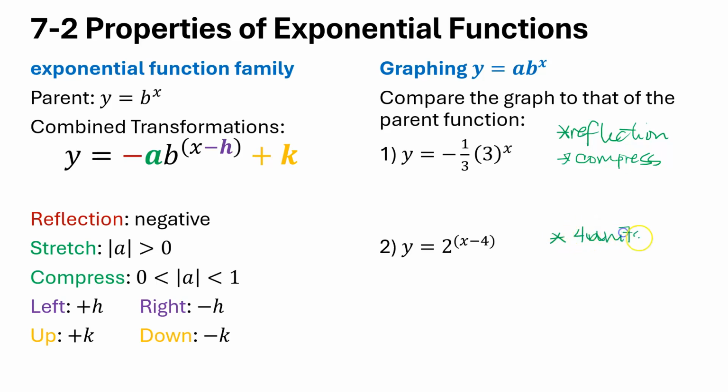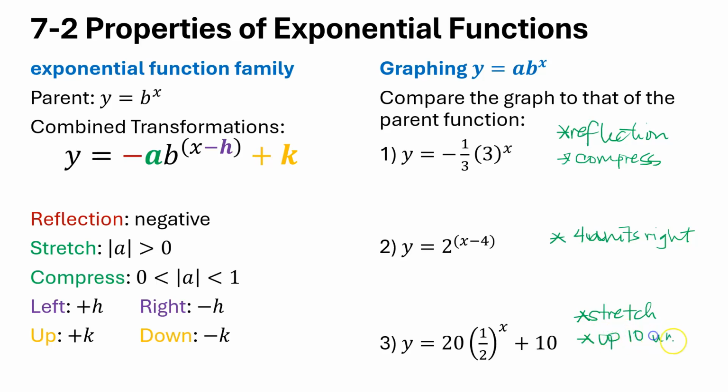4 units going to the right. Okay. Last example here. So as we can see, again, we start from the left. Negatives, none. Do we have a multiplier? Yes, this multiplier 20 is very much higher than 1. So we know it's going to be a stretch for our function. We do not have anything added or subtracted to our x exponent, so no horizontal movement, but we do have some vertical movements, and this plus 10 means simply that we are going to go up by 10 units.